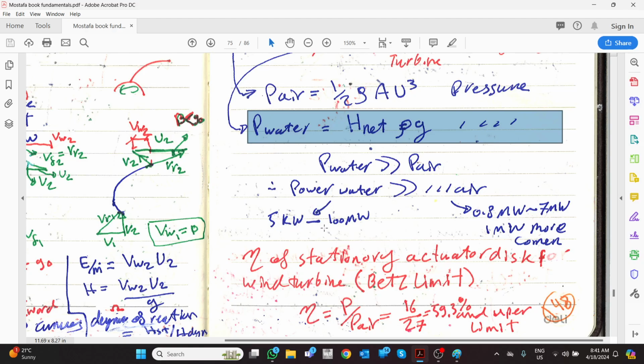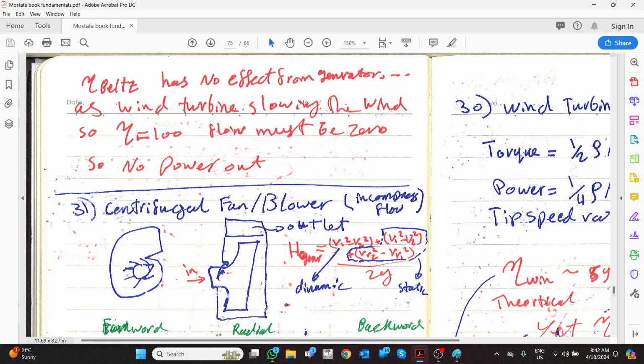Water can go from a 5 kilowatt turbine to 100 megawatt. An air turbine's maximum will be 7 megawatt, from 0.8 to 7 megawatt. It is usually 1 megawatt. Okay, just to have a small comparison.